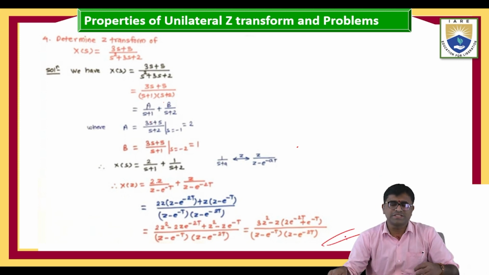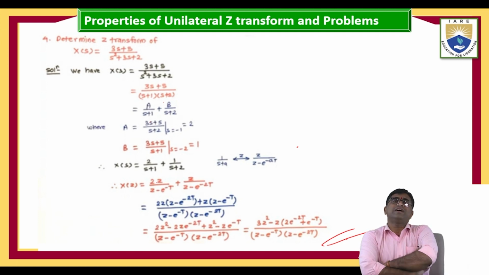So this is the determination of the Z transform. Here we got the application: in this problem, the partial fraction method is used, and by taking the partial fraction method, this is how you can solve Z transform equations.